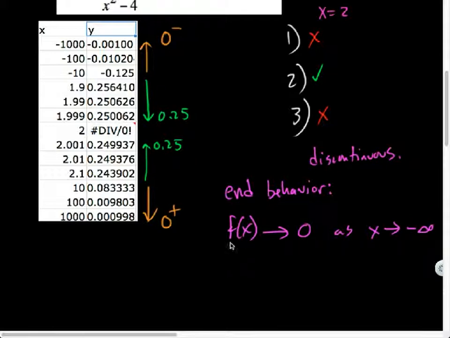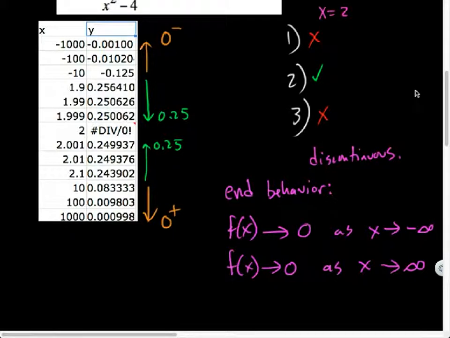Right? And then what's happening here? The y value, f of x, is approaching 0 as x approaches positive infinity. So end behavior is just an analysis of what's going on in those really extreme cases. We've seen it before when we analyzed horizontal asymptotes, which in fact this one does have. Y equals 0 would be that equation.